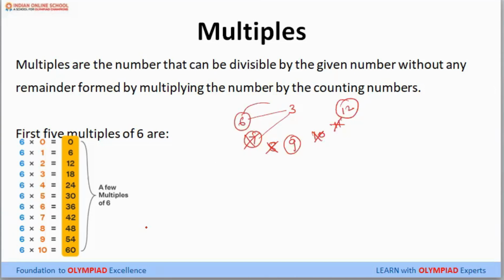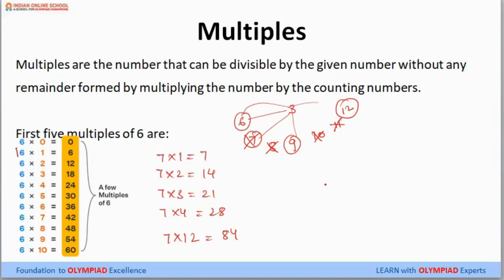So whatever numbers come in the table of the given number, they are all what? Multiples. Got it? If I need to write the multiples of 7, I can write 7 ones are 7, 7 twos are 14, 7 threes are 21, 7 fours are 28. And if I do 7 times 12, I will get 84. That is also one of the multiples. So if I multiply any number by the counting numbers, I will get multiples.